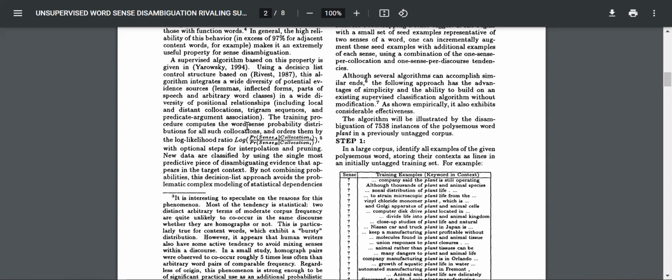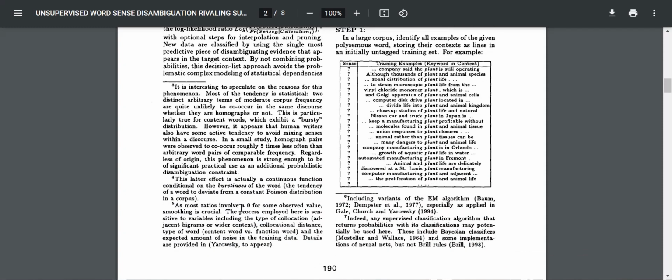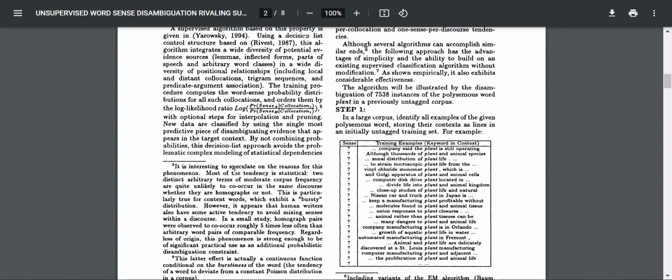The training procedure computes the word sense probability distribution for all such collocations and orders them by the log likelihood ratio of the probability of a given sense given the collocation, divided by the probability of the other sense, and a logarithm is taken. So as most ratios involve a zero for some observed values, smoothing is crucial. The process employed here is sensitive to variables including the collocation distance, the type of word and the expected amount of noise in the training data. So okay, this is in a paper which was yet to appear at this time.